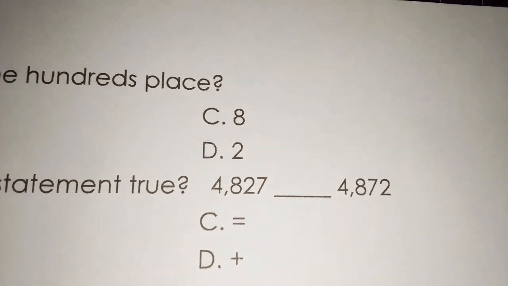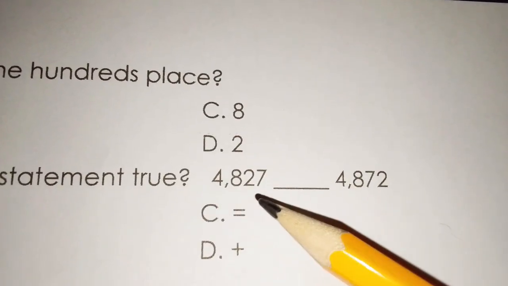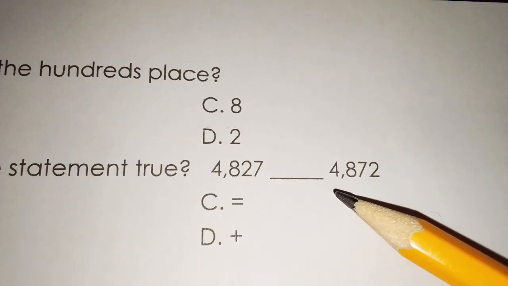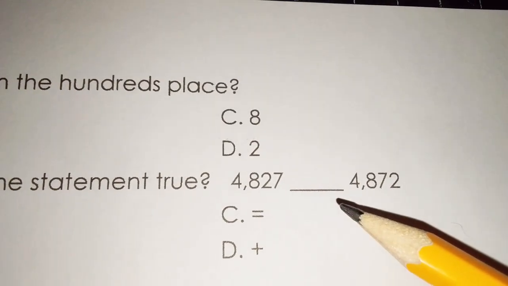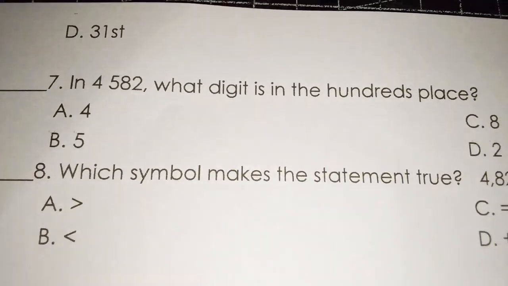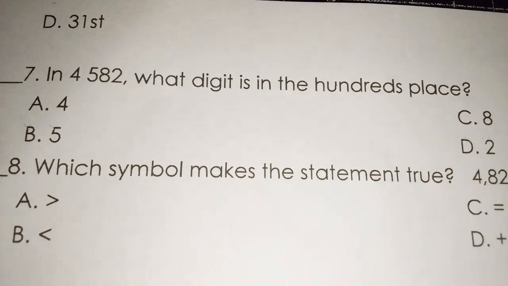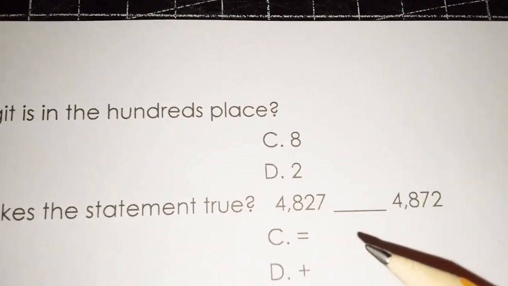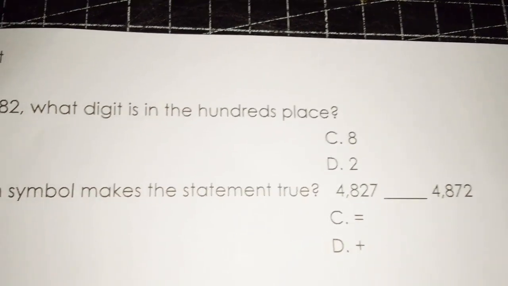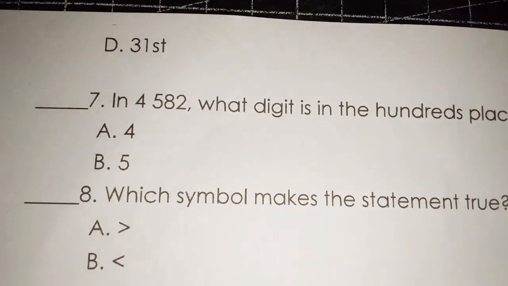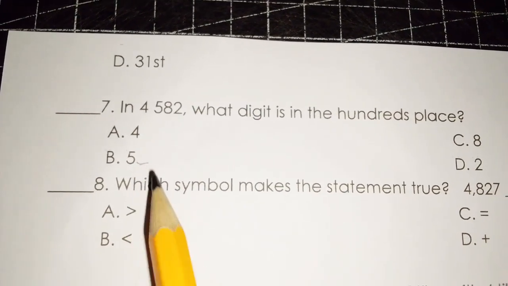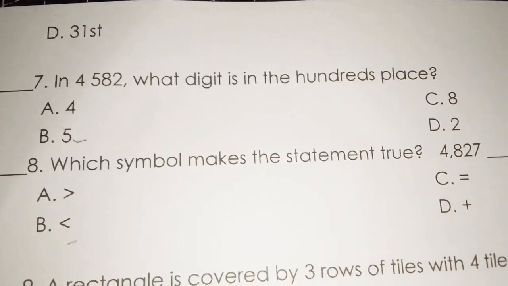As you can see, though they are both in the 4,000s, the bigger number here is the number on the right side, the 4,872. So the symbol to be used is the less-than sign, pointing to the right side as the number with the bigger value. All right, so for number 8, the answer is letter B. Same with number 7.